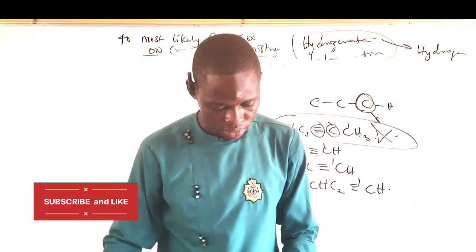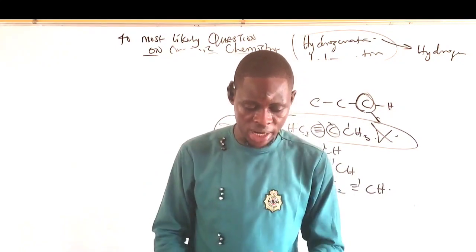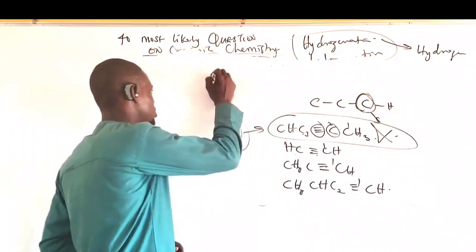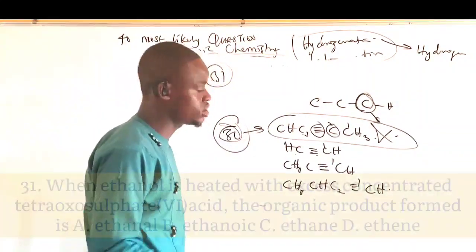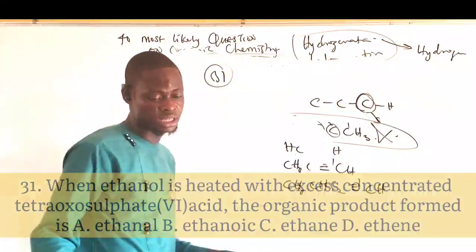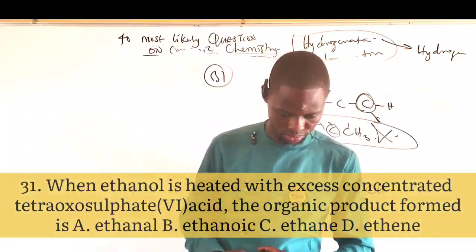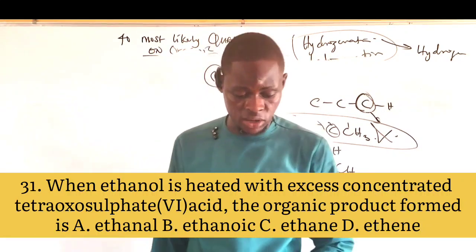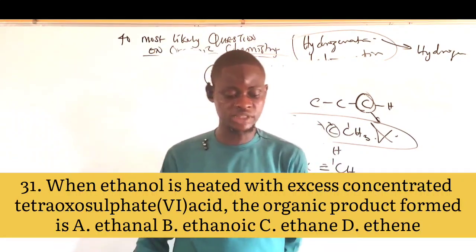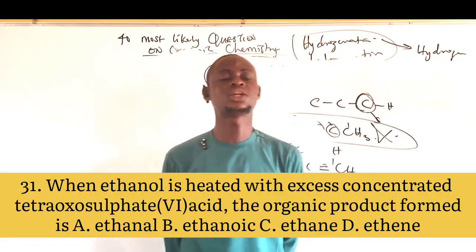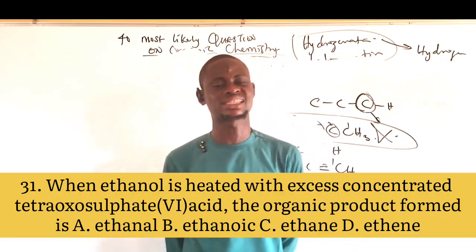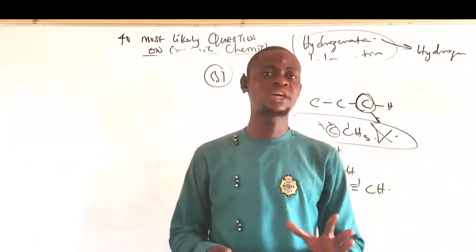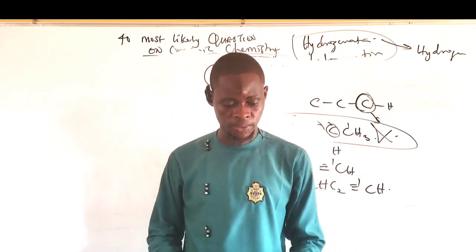Question 31 said, when ethanol is heated with excess concentrated tetraoxosulfate VI acid, the organic product formed is what? Don't forget, I've said this many times, that when you heat ethanol with concentrated tetraoxosulfate VI acid, it produces ethene. Without even telling you, the answer should be what? Ethene. That is the final product of ethanol. Are you getting what I'm saying now?